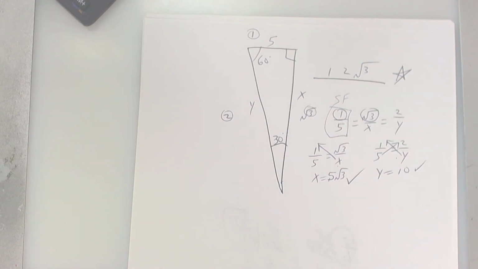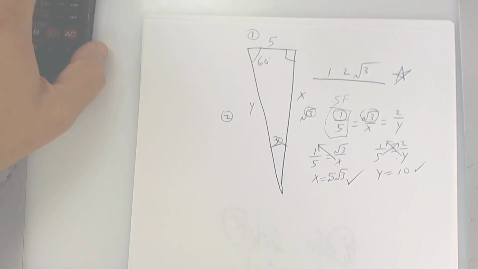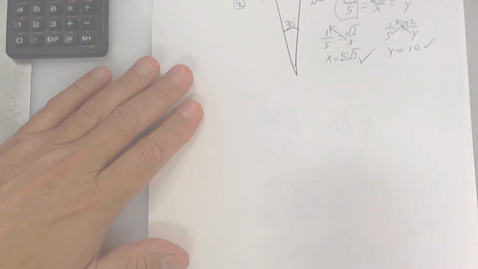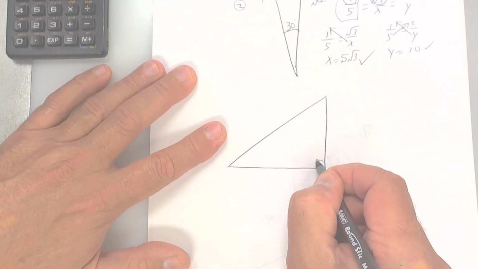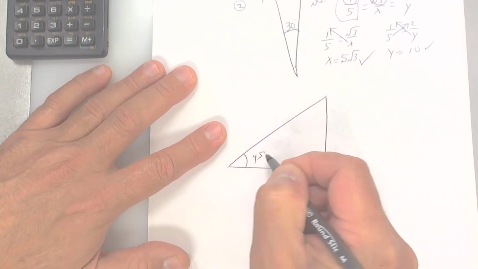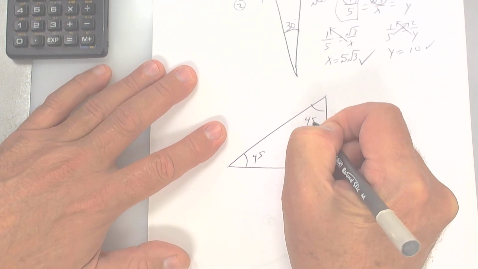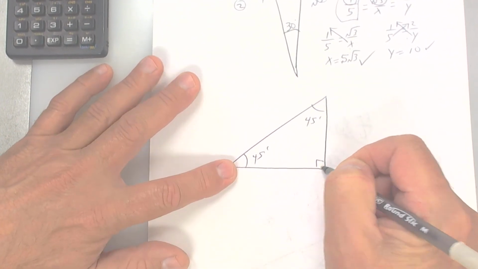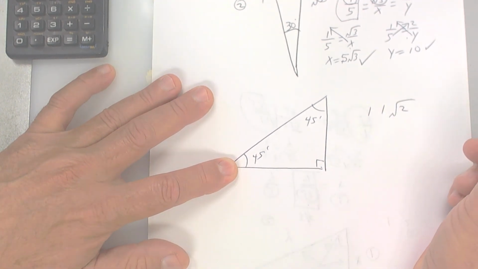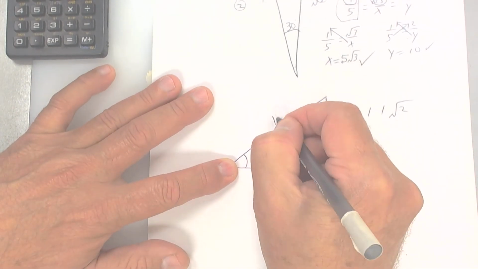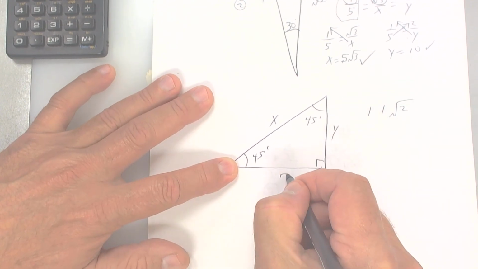And if you understood that, then pat yourself on the back because you're doing good. Okay, last one is a 45, 45, 90, which is an isosceles triangle. So draw this. Put 45, 45, 90. And you had to memorize 1, 1, 2, but it's actually the square root of 2. Okay, so let's put some x's and y's. So x, y, and 7.